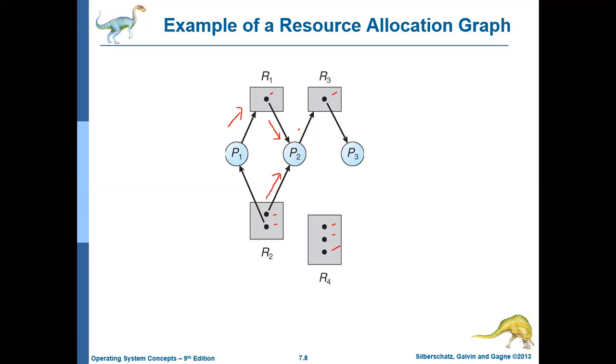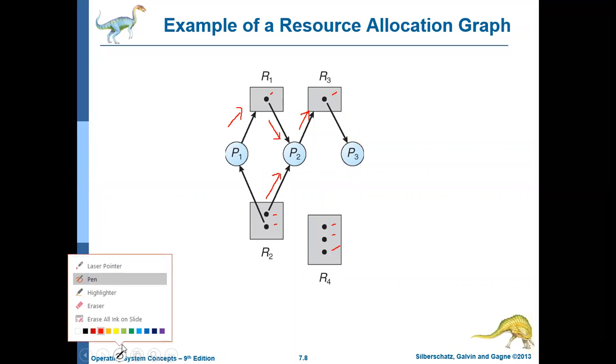And P2 is requesting the resource R3. There is only one instance of R3, but still P2 is requesting it. So P1 is holding R2 and it is requesting R1. P2 is holding R1 and R2 and it is requesting R3. And the process P3 is holding the resource R3. There is only one instance, and that instance is held by the process P3.